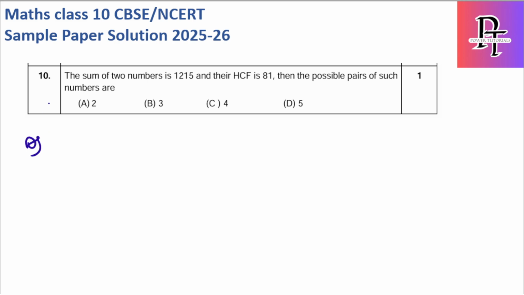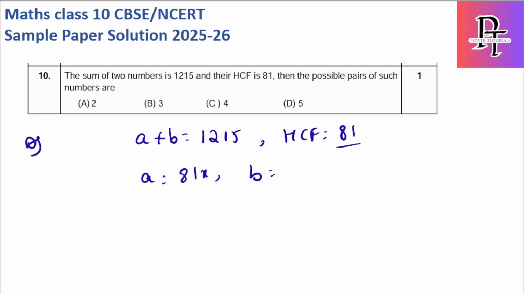This is the 10th question, the 10th MCQ. This also belongs to the real numbers chapter. What they're saying here is, the sum of two numbers, let's suppose a plus b, is equal to 1215, and the HCF is 81. So they're saying that the highest common factor of the two numbers is 81. Okay, then the possible pairs of such numbers. So I can write the a value as 81x and the b value as 81y. Okay, so this x and y are coprimes.